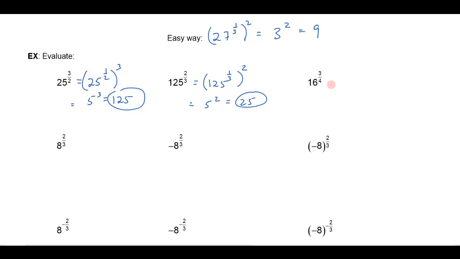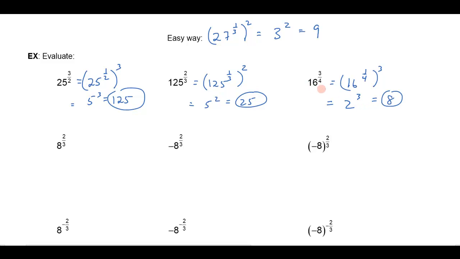16 to the 3/4 power. That's the 4th root of 16. And then I'll cube that. So the 4th root of 16 is 2, because 2 times 2 times 2 times 2 is 16. So 2 is the 4th root of 16, and then I want to cube that. So that'll give me my answer, which is 8.